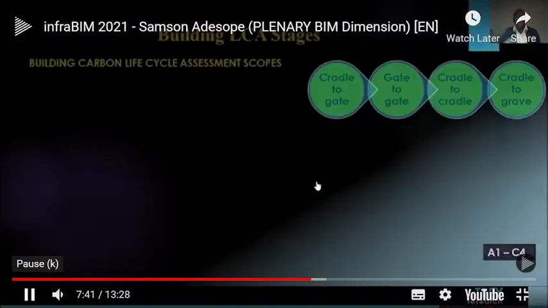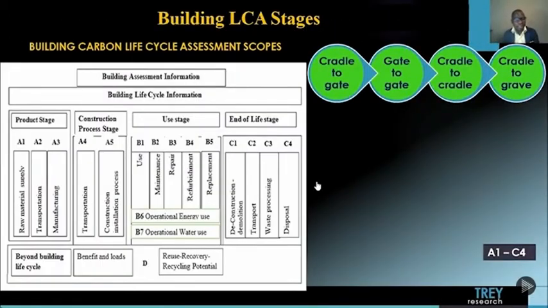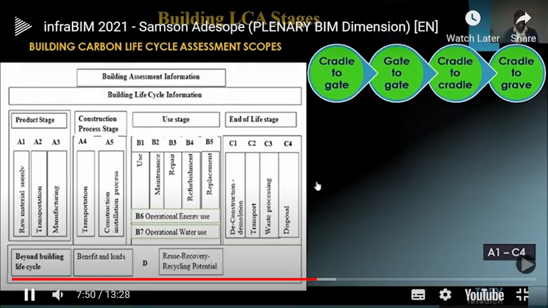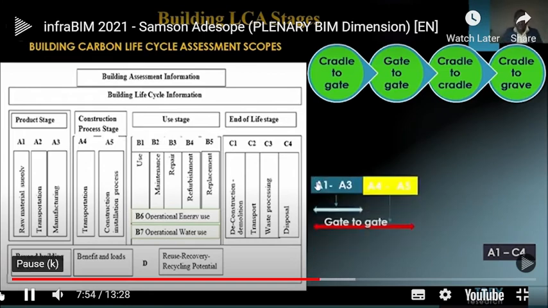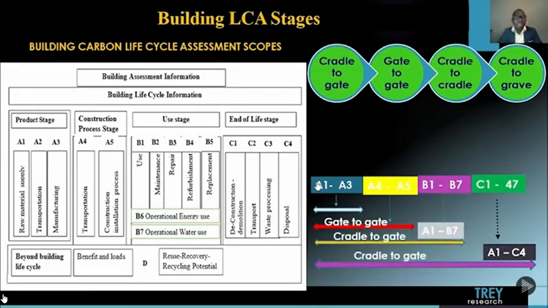Now, building life cycle stages, we have different scopes. We have cradle to gate, from extraction stages to manufacturing stages, we have gate to gate, and we have cradle to grave. As you see from this diagram, we have A1 to A3, A1 to A4 to A5, B1 to B5, and C1 to C4. All these stages help us to know which stage of the construction we want to calculate or analyze.